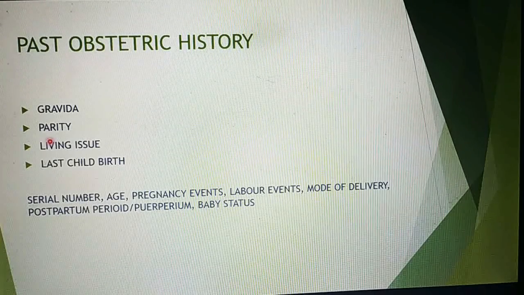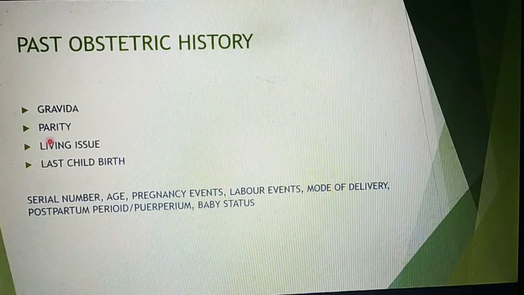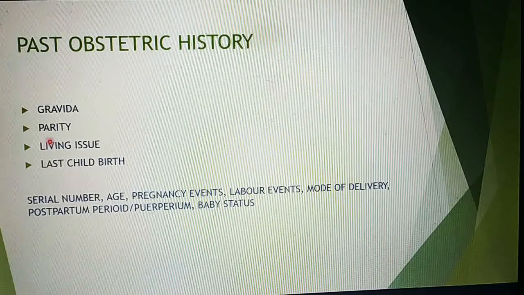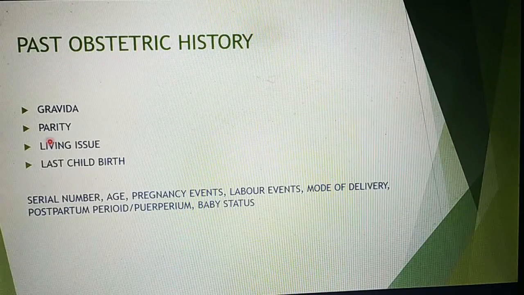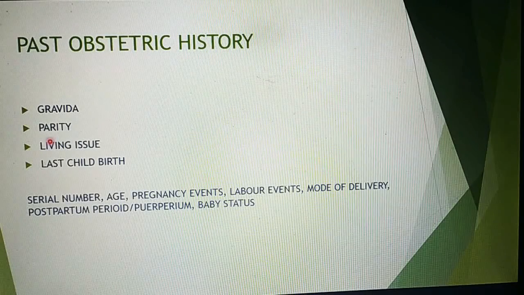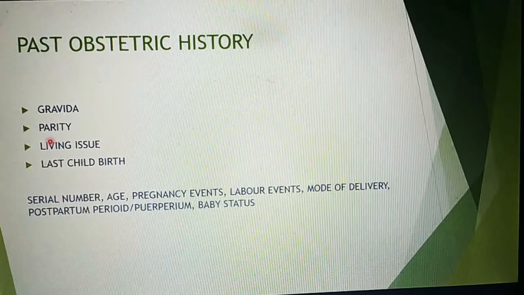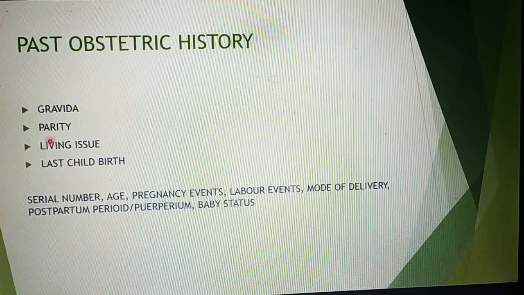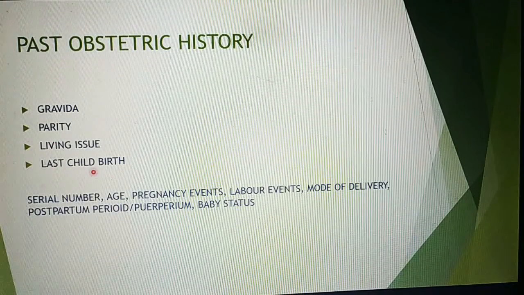And parity is written by adding some suffix like P, X plus Y, where X means previous viable pregnancies, and Y means previous pregnancies not reaching the age of viability, or abortion. You can also add Z, that means number of living children. Then you should record the living issue, write nil in case of primigravida. Then last childbirth, how many years ago.